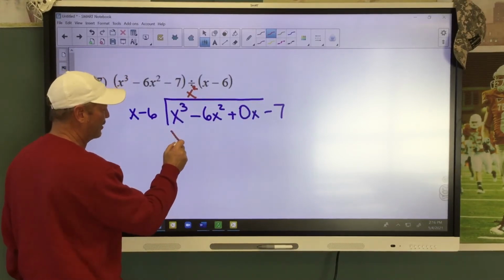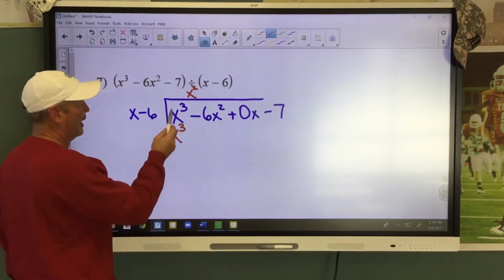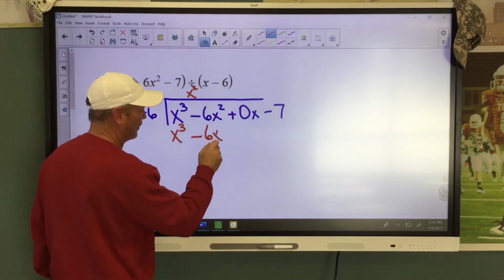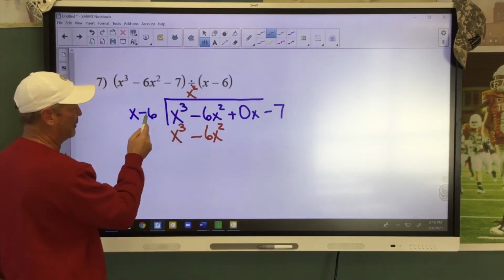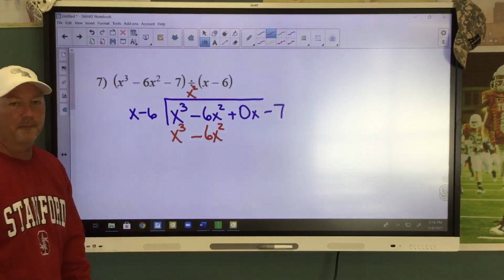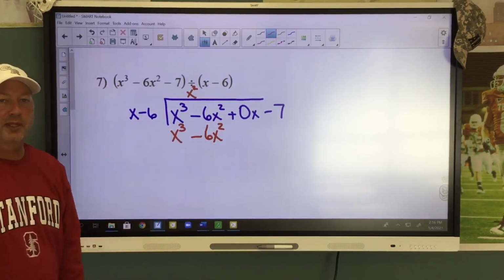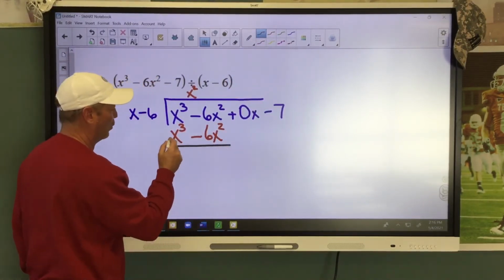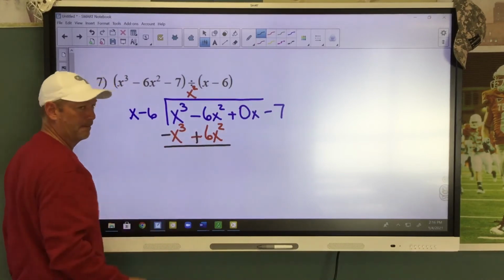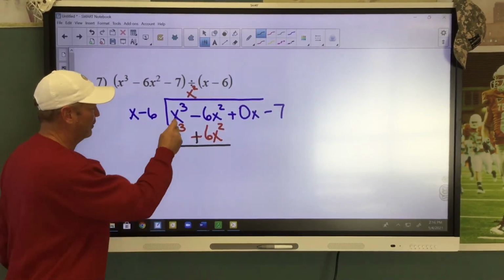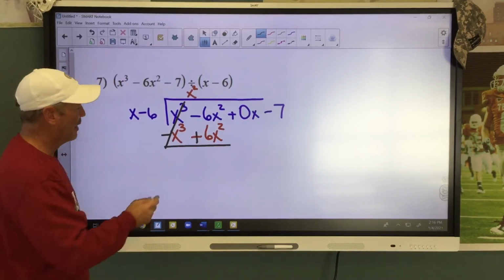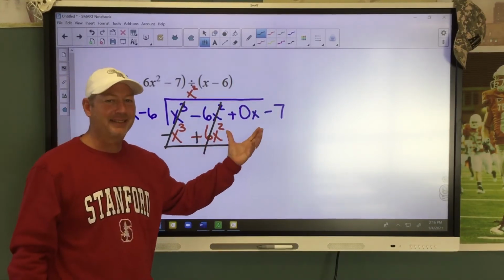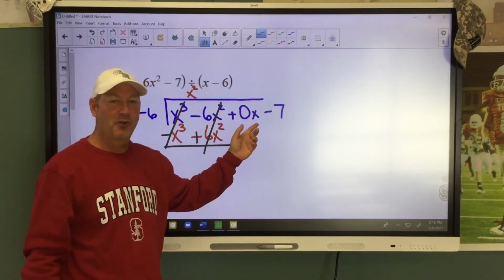And that will give me x to the third. X squared times negative 6 is a negative 6x squared. What do we do when we get through multiplying? We're going to draw a line. We're going to change both signs. This cancels. That's 0x. That's nothing. It didn't exist. We just put a 0 to hold the spot.